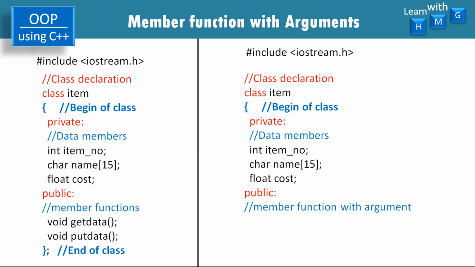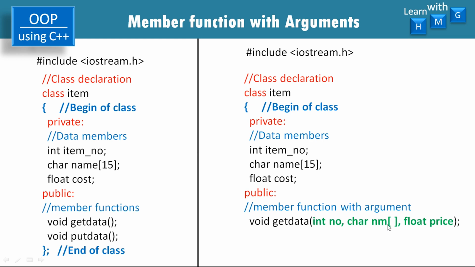So now you can see here the get data function is declared with three arguments: no, name and price. Generally you have to match the data type of data members with the arguments. Here item no is integer type, so no is also integer type. Name is a character array, and here also name is a character type array.